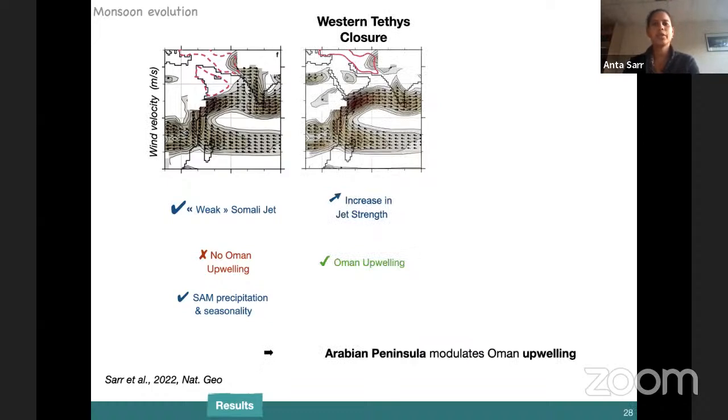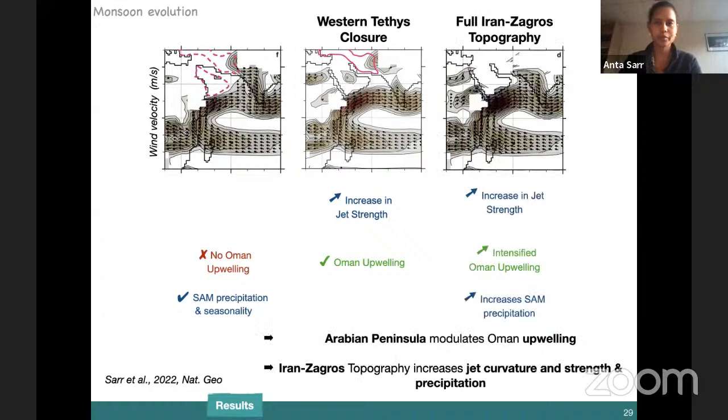Then I close the Western Tethys Seaway, and I increase the amount of land in the Arabian plate. In this simulation, I have an increase in the jet, and also, what is not well shown here, the jet is steered northwards and reaches the coast of Oman. Here I have an Oman upwelling, but almost no change in the precipitation in the South Asian monsoon region.